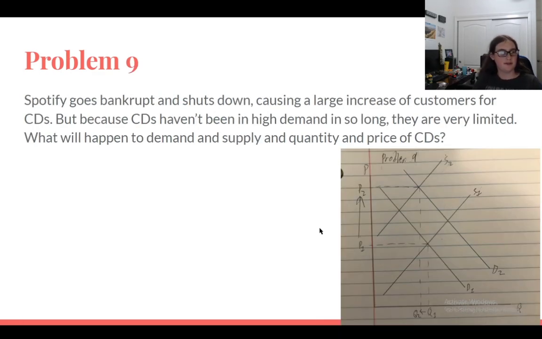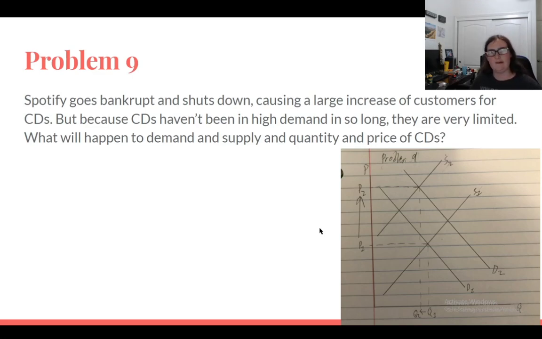Problem 9. Spotify goes bankrupt and shuts down, causing a large increase of customers for CDs. But because CDs haven't been in high demand in so long, they are very limited. What will happen to demand, supply, quantity, and price of CDs?